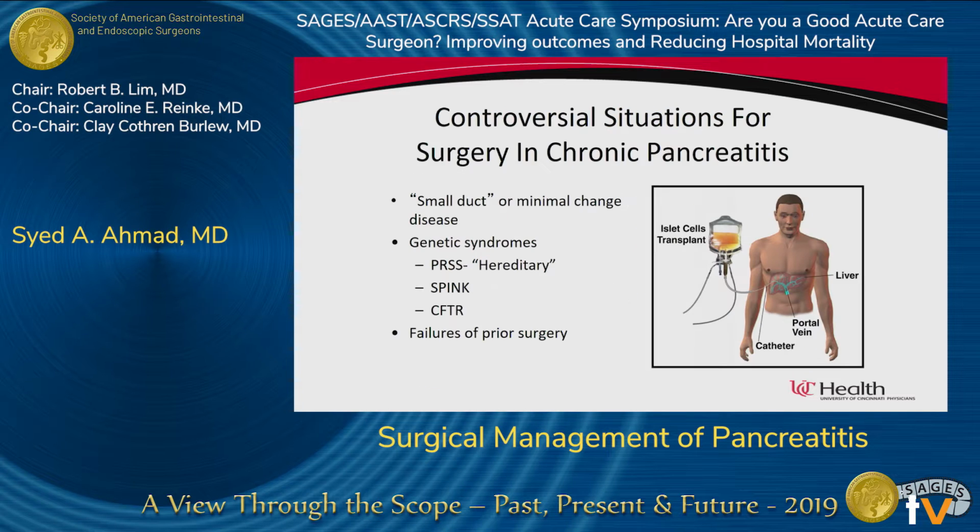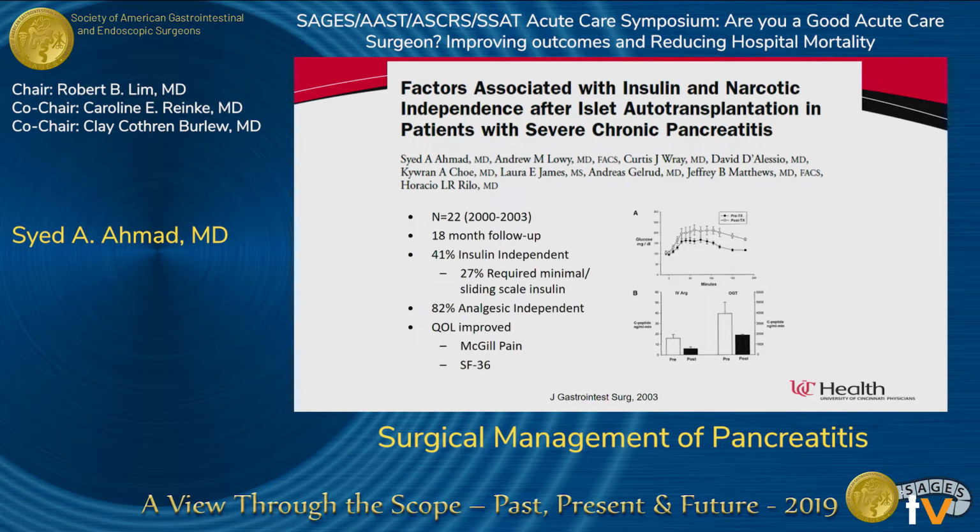Now, there's a subset of patients where the operation is not clear. So there's a patient who has what we call small duct or minimal change disease where the entire gland is diseased. Then there are patients who have a genetic syndrome causing pancreatitis, like having a PRSS1 cationic trypsinogen gene mutation or a SPINK mutation or CFTR mutation, or people who have had prior operations that had a benefit and then have recurrent abdominal pain, so people who failed prior surgery. So for these operations, we perform a total pancreatectomy and islet autotransplantation, and we presented our first paper in 2003 with our first 22 patients and demonstrated a 41% insulin independence rate and an 82% narcotic independence rate and improvement in quality of life.